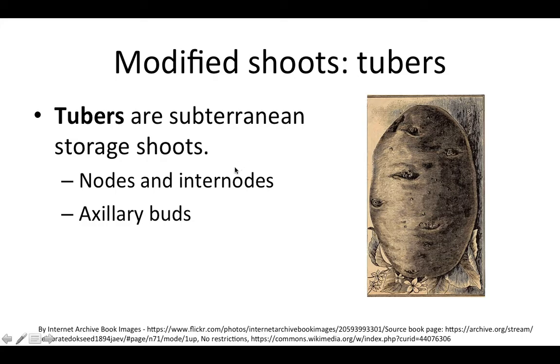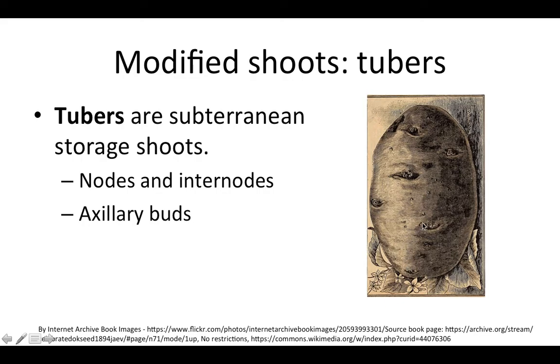Another kind of modified shoot is a tuber. Tubers are subterranean storage shoots. And I say shoots here, but really I should say stems. So a tuber is a modified stem. And we can see that in this illustration of a potato.